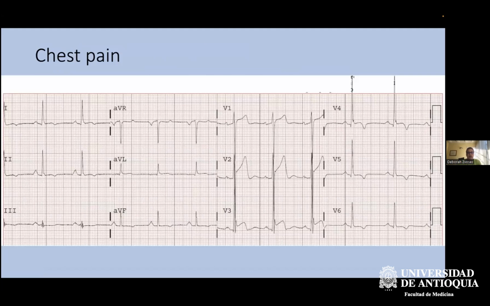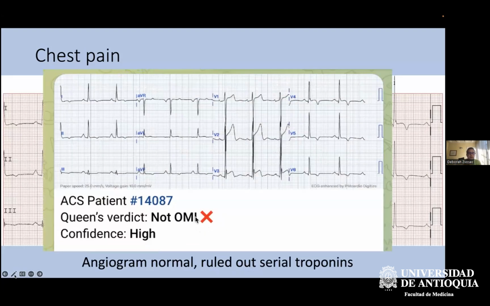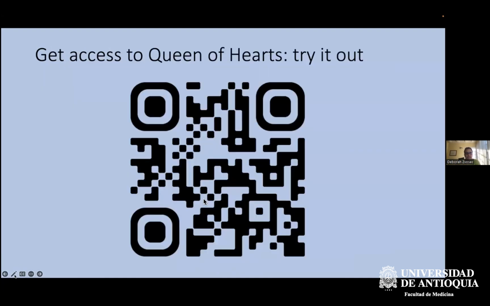Here's a patient with chest pain who has massive ST elevation here and here. Most people would be worried about this. I can tell it's a fake. It's a mimic. It is not an OMI. It's a combination of what we call benign T-wave inversion, early repolarization, and LVH. Sure enough, the angiogram was normal. Patient ruled out by serial troponins, and the Queen of Hearts gets not OMI with high confidence.